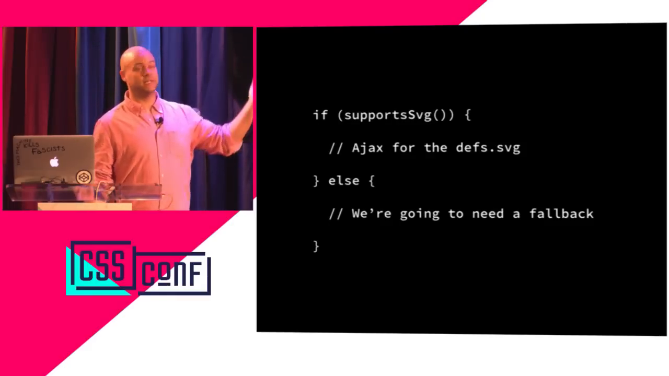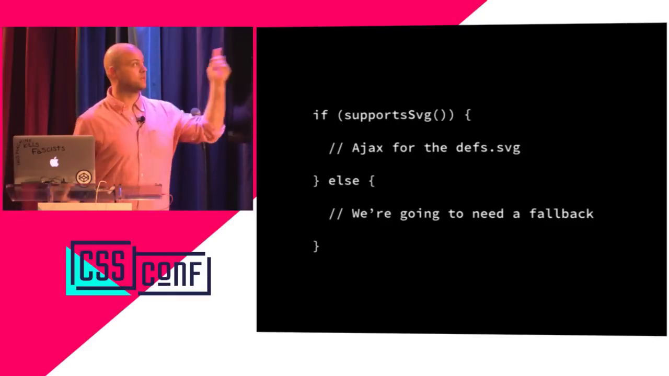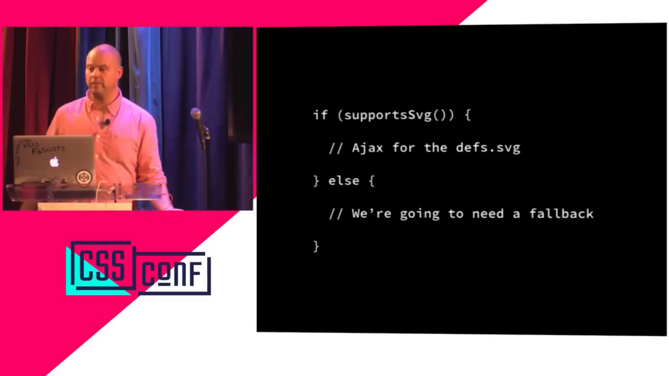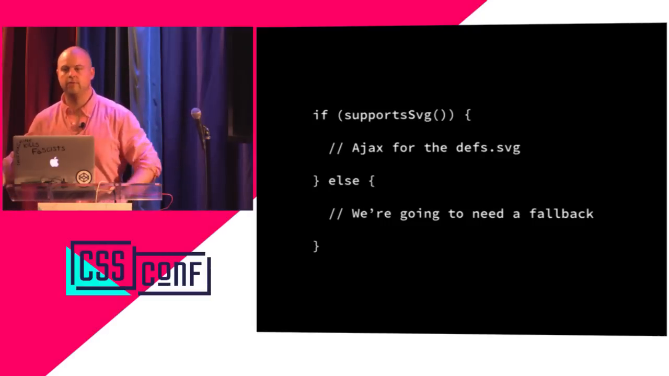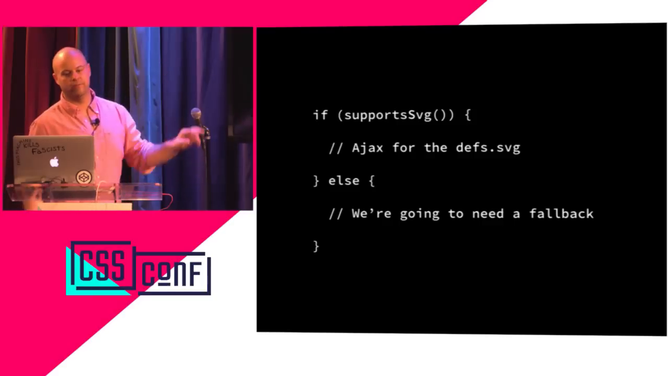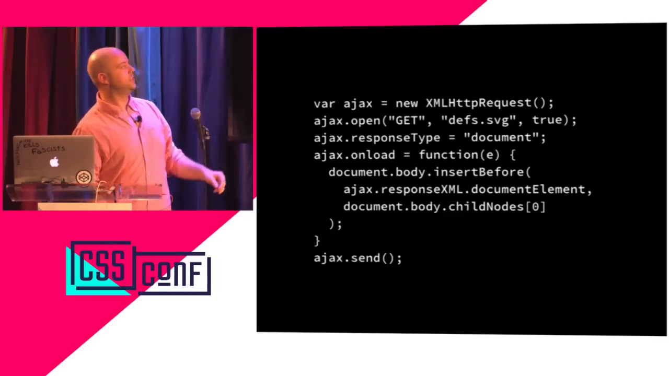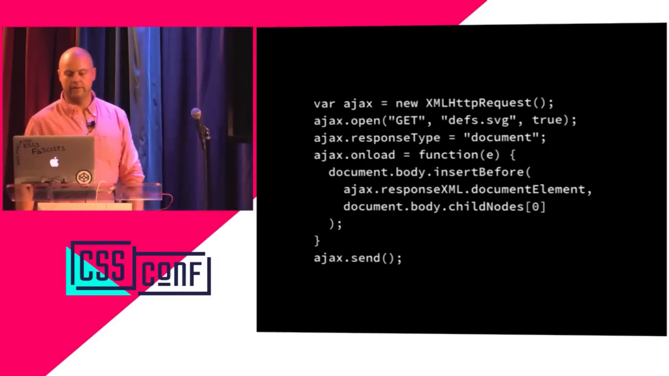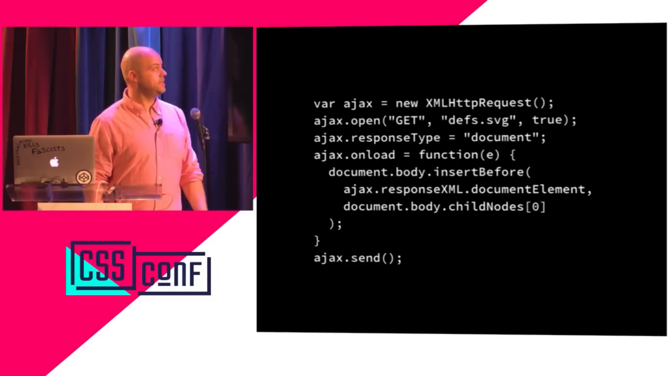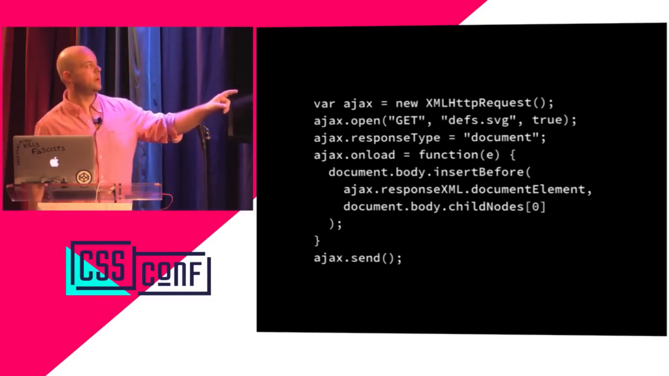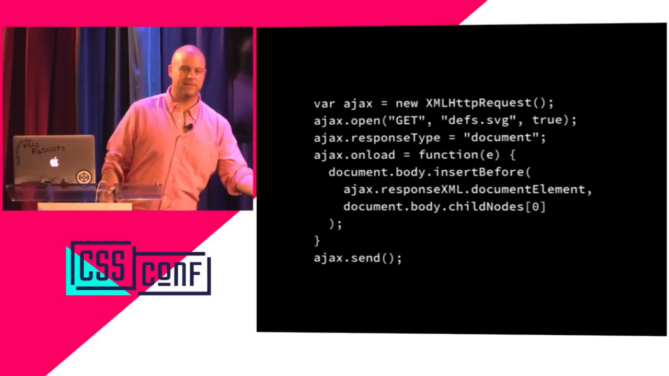If the browser supports SVG, cool, do stuff. In this case, we're going to end up AJAXing for that file we just made. Otherwise, we're going to need to do something else for fallbacks if you care, if you're in a position where you need to care. If you don't care, forget it. Just AJAX for the file without this logic. That's a modern AJAX request if you don't need to care about older browsers and stuff, which you do or you don't, but it'll just grab that file and it just drops it in the document.